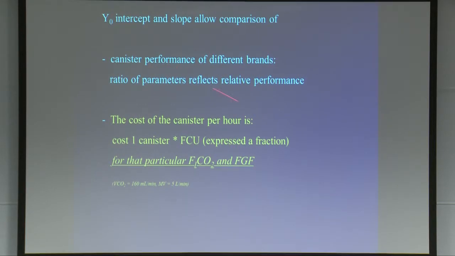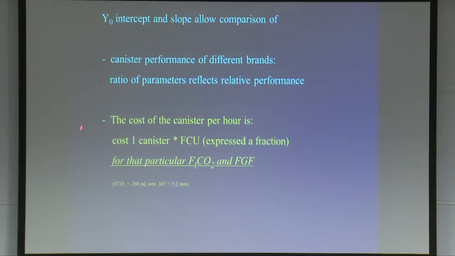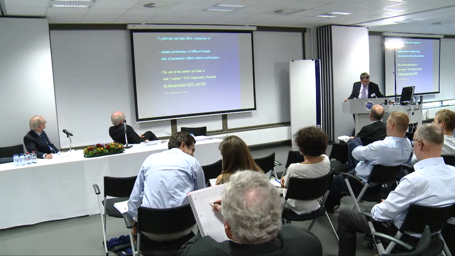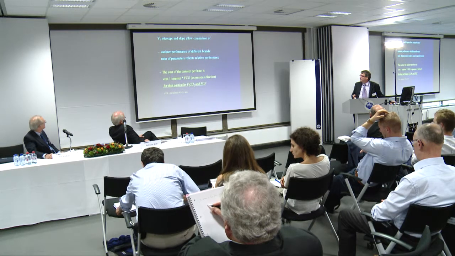Now, the y-intercept and the slope allow comparison of the canister performance of the different brands. It's a straight line. If I just take the ratio of the parameters of the line, I can determine the relative efficiency of the different canisters. If you want to calculate the cost of a canister per hour, you just take the FCU for a particular threshold and a certain fresh gas flow, and you multiply it by the cost of one canister, expressed as a fraction, and then you know how much the canister will cost you per hour, again, for a CO2 production of 160 milliliters per minute with a minute ventilation of 5 liters per minute.